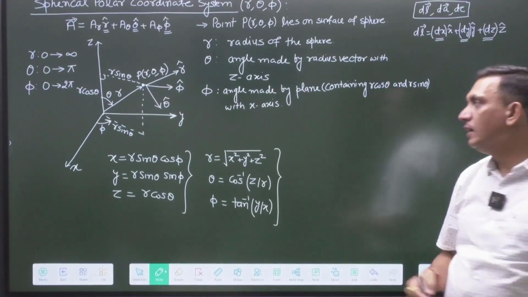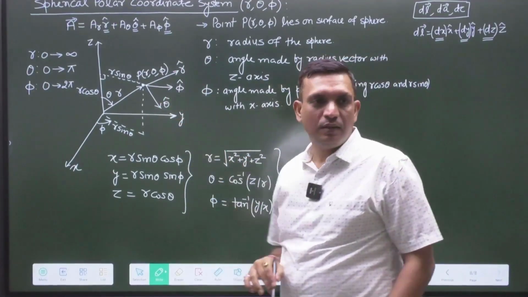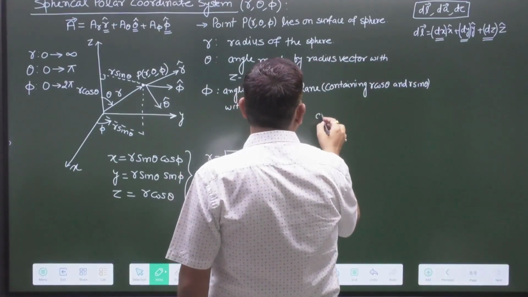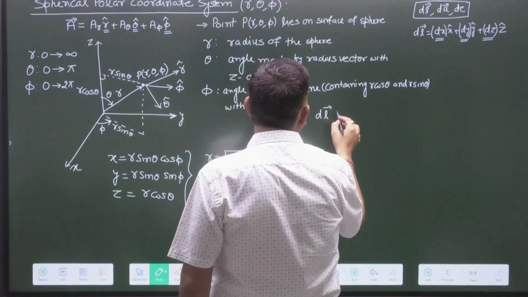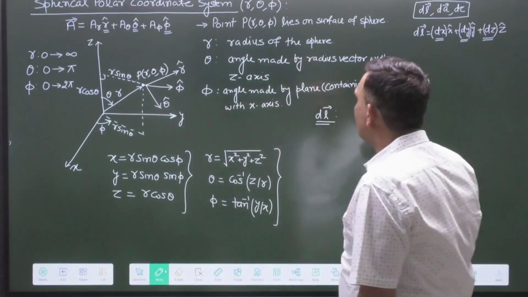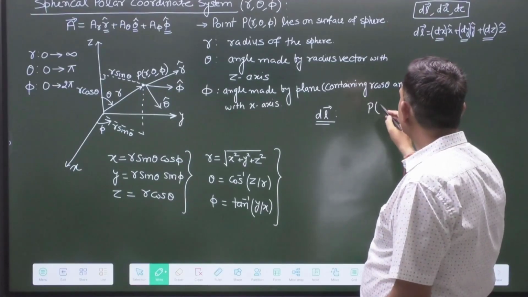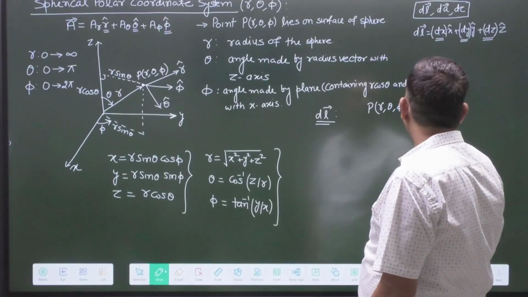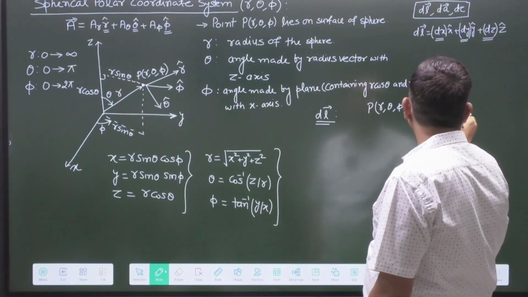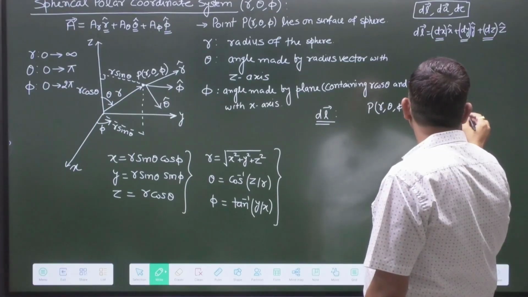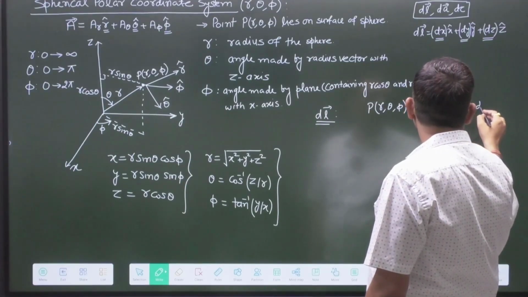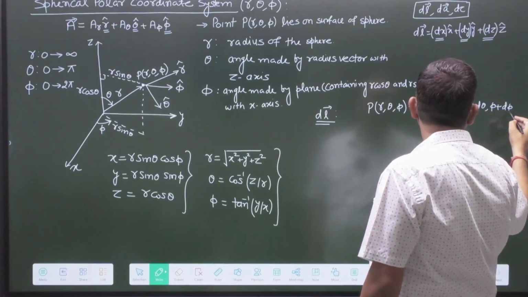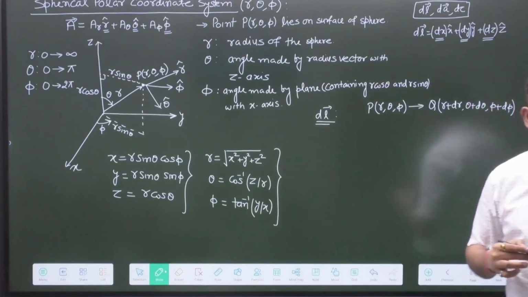In the same way, we can write dl in spherical polar coordinates. So let's write the dl vector, the infinitesimal displacement vector. Point P is r theta phi. You should move to point Q, r plus dr, theta plus d theta, phi plus d phi.